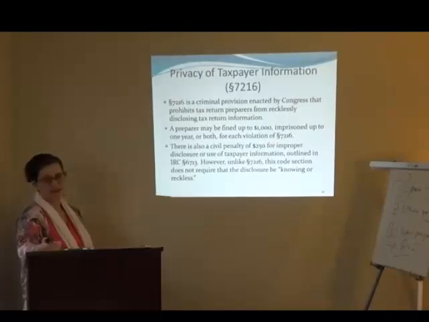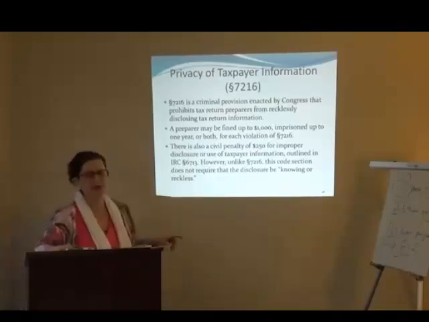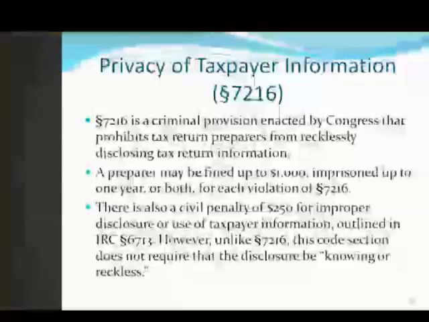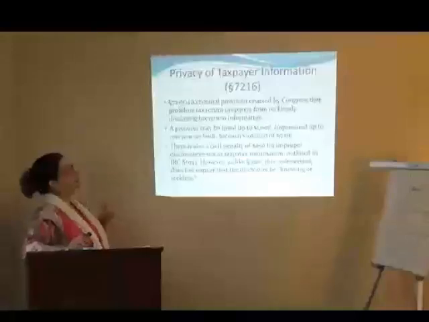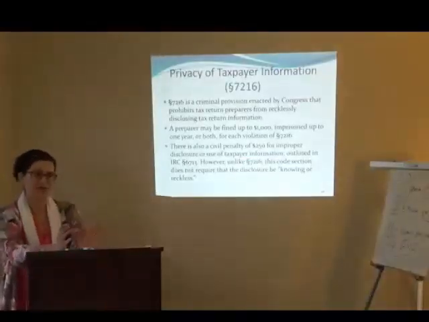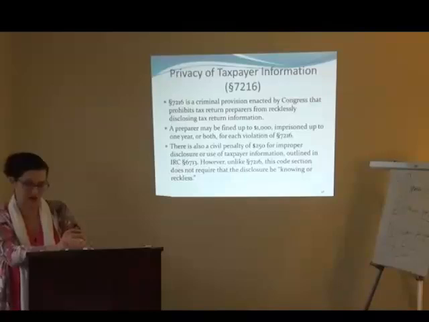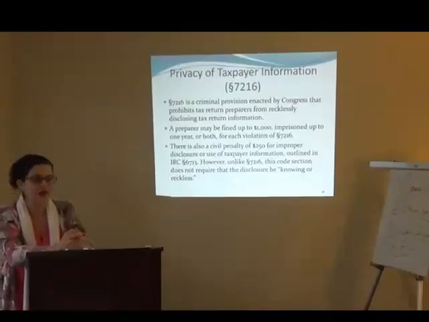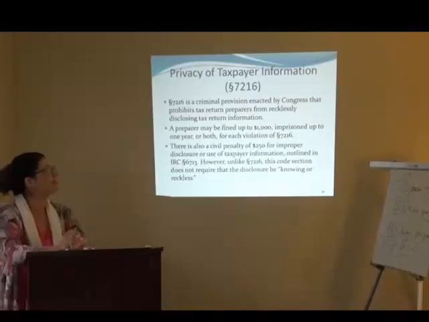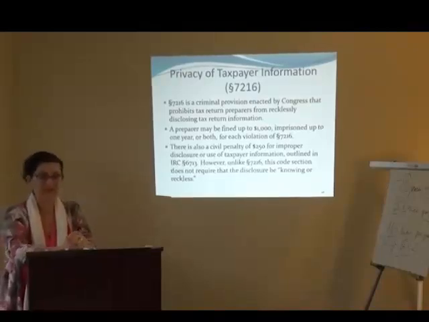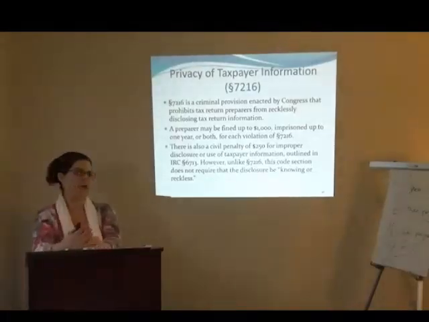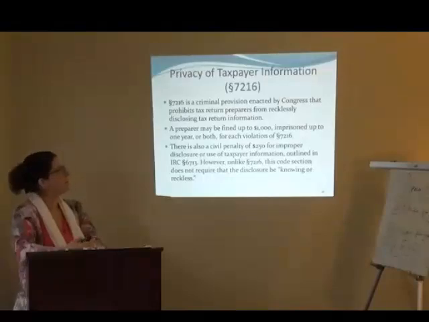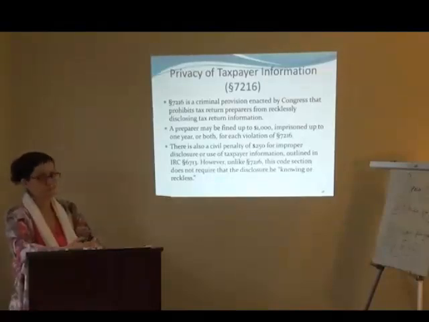Okay, privacy of taxpayer information. This is section 7216. Just so you know, if you see this squiggle, that means section number, the IRC section number. I don't think you have to know most section numbers. I don't think it's important for the IRS exam. However, the exception to that rule is section 7216. The IRS is rabid about this, like crazy. This is a criminal provision, okay?